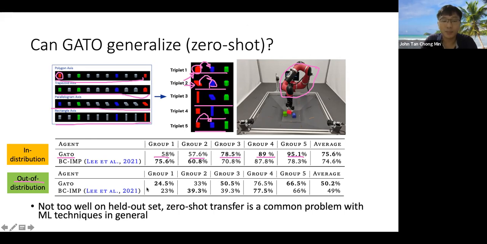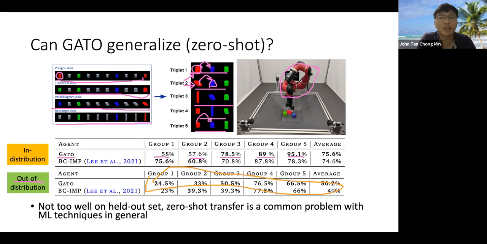It does horrendously poorly. Look at this. DeepMind said that they did not do badly, but if you look at it, it actually doesn't look very good. Only maybe group 4 did quite well, but on out of distribution data, it doesn't generalize that well. But I have to give it to them, it can solve more than half of the time for some groups. So I think zero-shot transfer is still a problem for GATO. It can learn something similar, but it may not be able to generalize zero-shot. And this is not just a problem for GATO. This is a problem for machine learning in general. Zero-shot generalization is very ambitious.